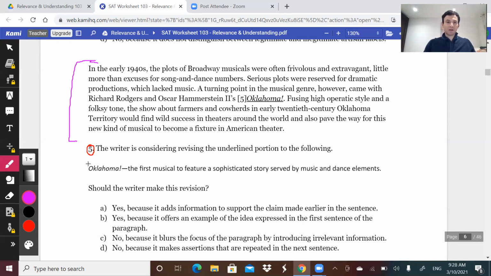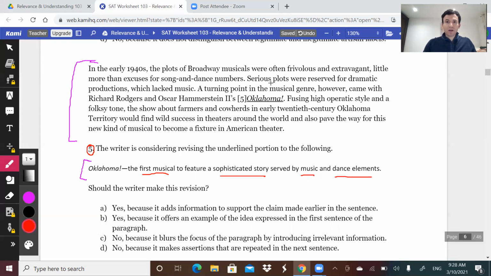So what they give us is this. Oklahoma, the title of the show, the first musical to feature a sophisticated story served by music and dance elements. So the question is whether or not that added description of what Oklahoma is, being the first musical to have a sophisticated story with music and dance elements, whether or not that's relevant. And if you read this paragraph carefully enough and you think about what it's about, we do want it.